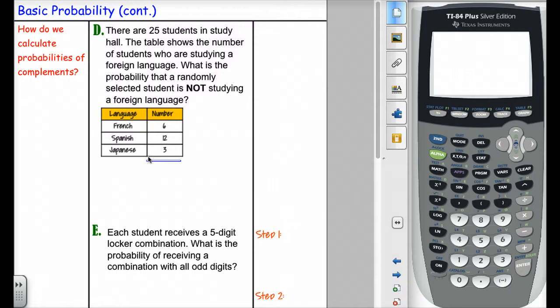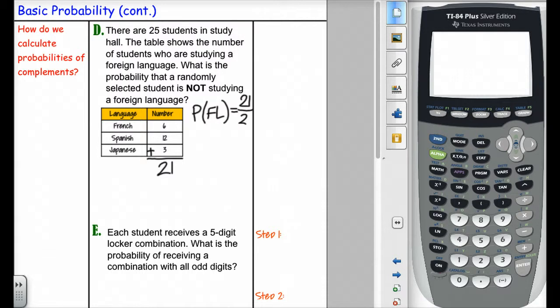The first thing that we need to do with this is total up how many students we have that are working on a foreign language. So 6 plus 12 is 18. 18 plus 3 is 21.